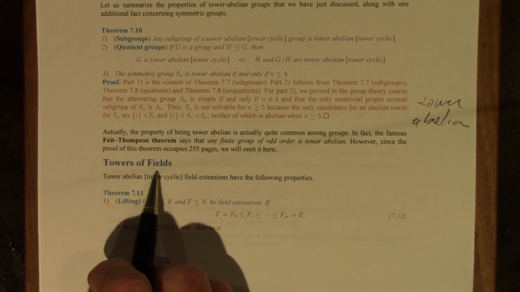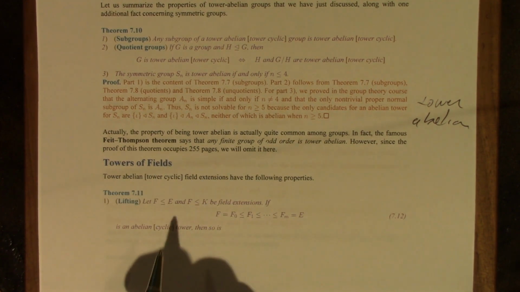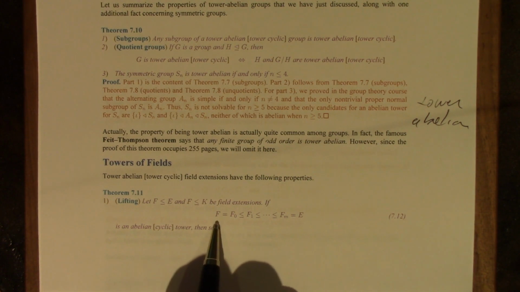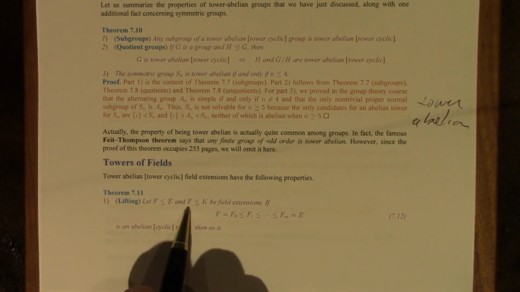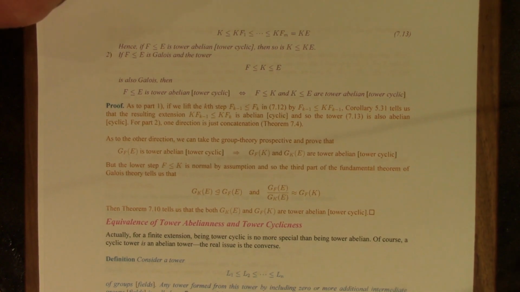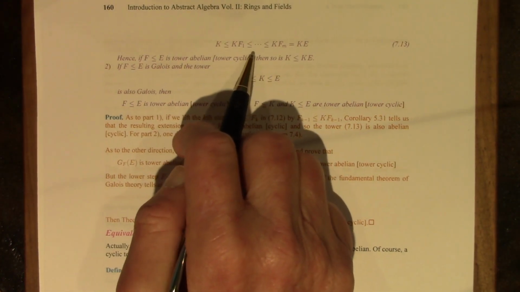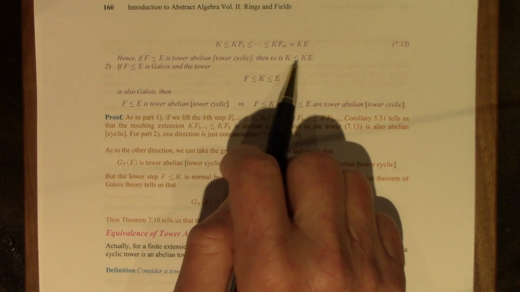Let's look also at towers of fields. If we have an extension F/E and an abelian tower decomposition, and we lift by any field extension, the result looks like this, and it is also tower abelian. So if F/E is tower abelian, so is KF/KE.